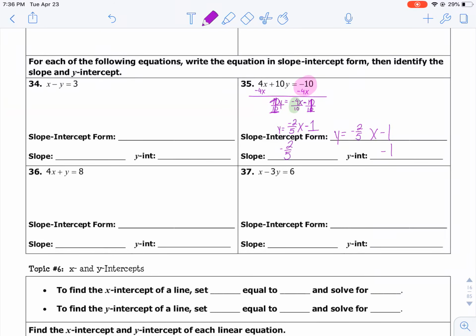I do not want you to skip these 3 practice problems. I want you right now to pause the video and work out 34, 36, and 37, because the rest of this is almost pretty much impossible without being able to turn things into slope-intercept form. So pause the video. Let's do those 3 practice problems now before you continue.